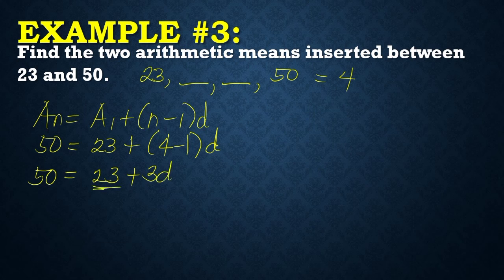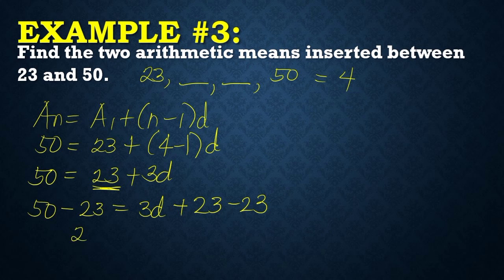Next, 23, kailangan natin maalis dito, mapunta dapat sa left side, magiging 50 minus 23 is equal to 3d minus 23. Okay? Ayan. So, 50 minus 23, that is 27. And then, 3d na lang. 23 minus 23, that is 0. And then, we divide the whole equation by 3. Okay. So, kailangan nating i-divide yung whole equation by 3 o kung ano man yung numerical coefficient dito para matira na lang yung d, the common difference.